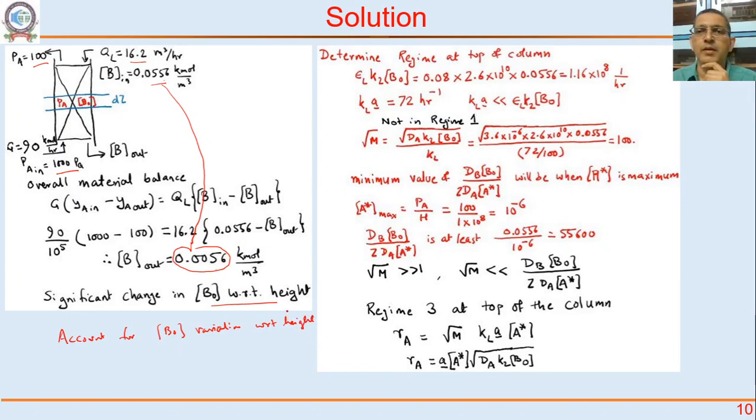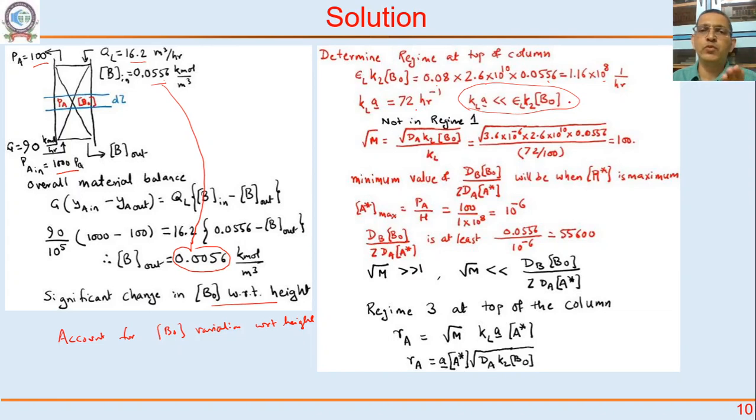Okay. Let's determine the regime at the top of the column. Epsilon L K2 B naught, 0.08 K2 B naught, right? 1.16 into 10 to the 8 per hour, because K2 is in per hour. KLA is 72 per hour. KLA is far less than epsilon L K2 B naught. What does it tell you? Definitely not in regime 1.